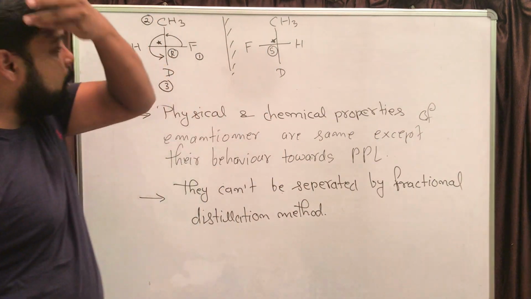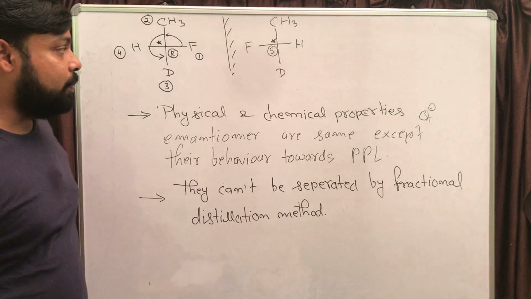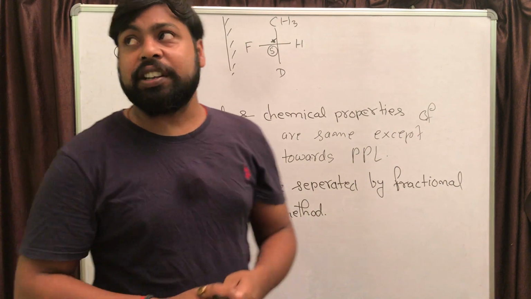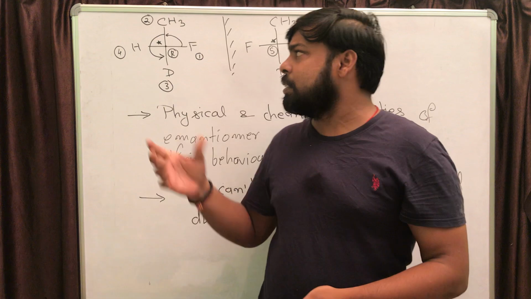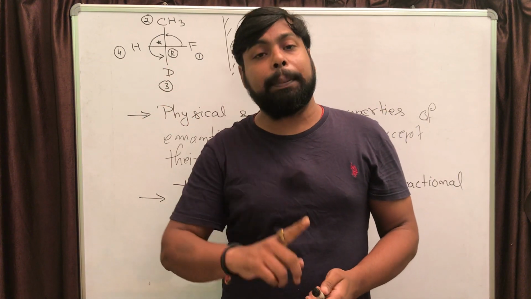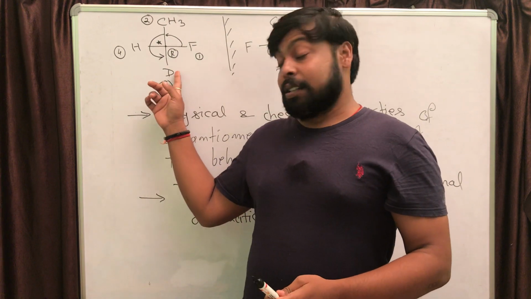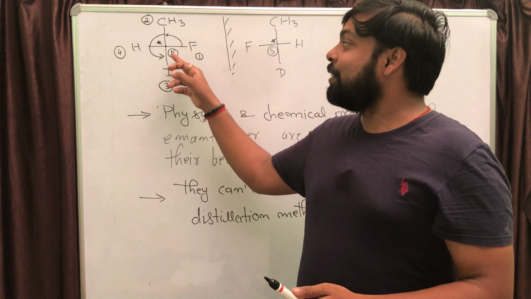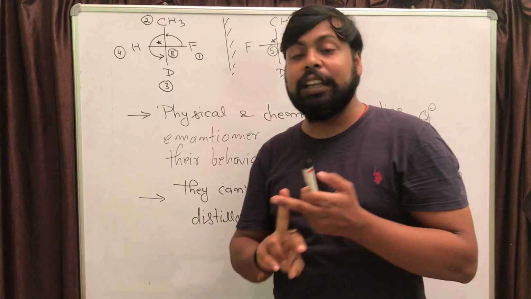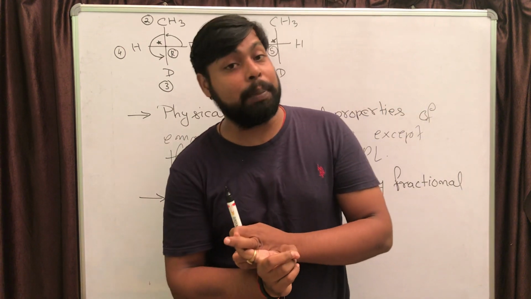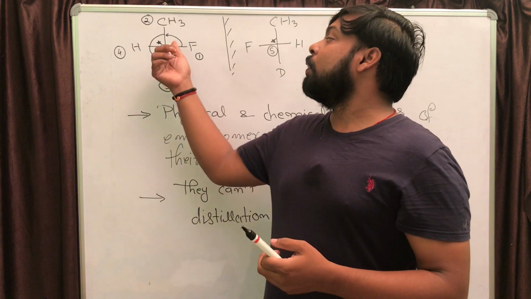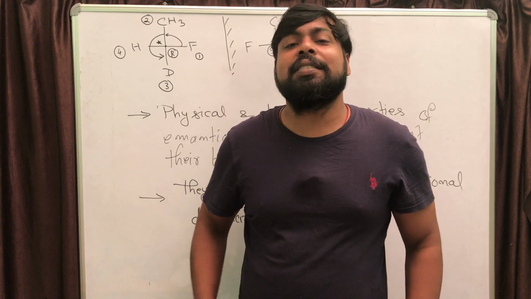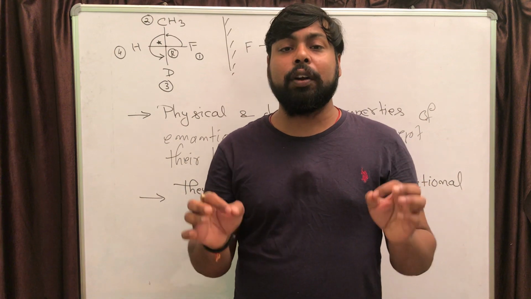Now next, their behavior towards PPL is different. It means if our original compound is dextrorotatory, that means this compound is rotating the PPL in clockwise direction. Remember, the dextro and levo property of an optically active compound is not related with the configuration of the chiral carbon, right? Dextro and levo properties are practical properties which can be determined only by doing practicals.